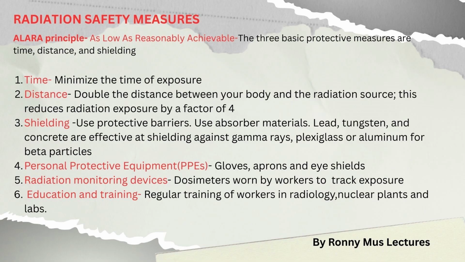So for gamma rays, you can use lead, tungsten, and concrete. Those ones are effective at shielding against gamma rays. Then plexiglass or aluminium is good for beta particles. Apart from that, you have to wear PPEs, personal protective equipment, gloves, aprons, and also eye shields. Then you should have radiation monitoring devices. Those dosimeters can be worn by workers to track exposure. And then always train or get trained if you are the staff working with radiation. So education and training, regular training of workers in radiology, nuclear plants, and also laboratories is very, very important.